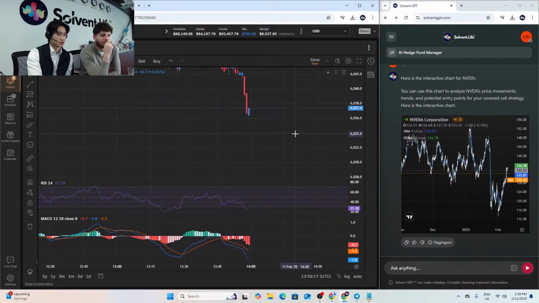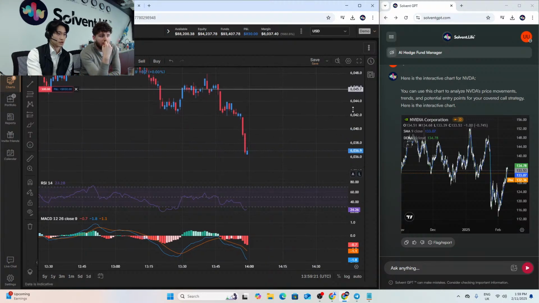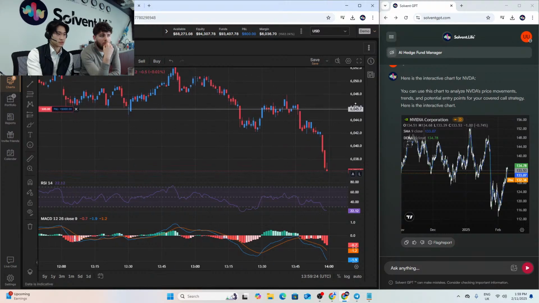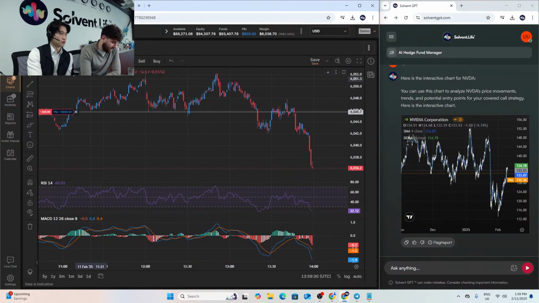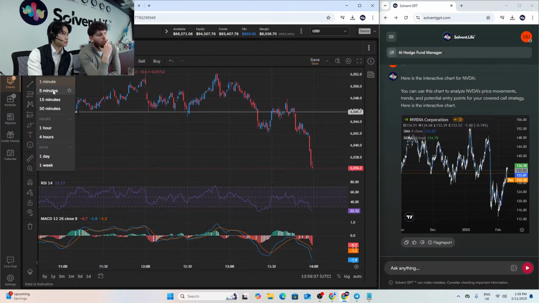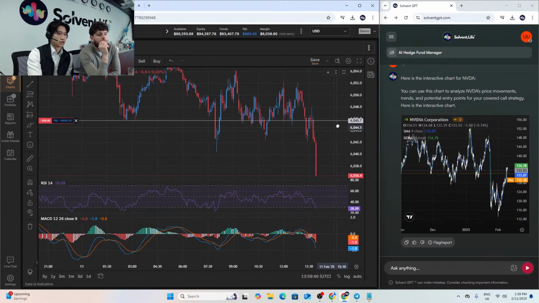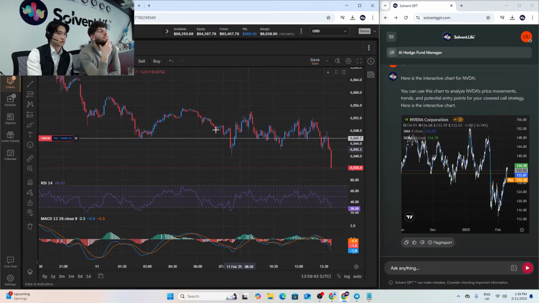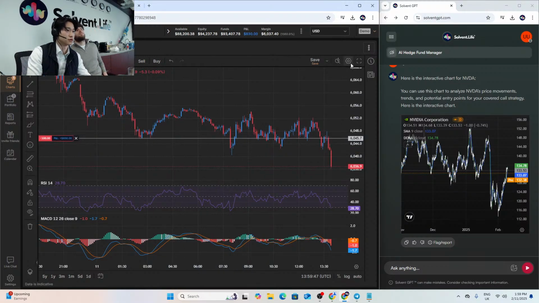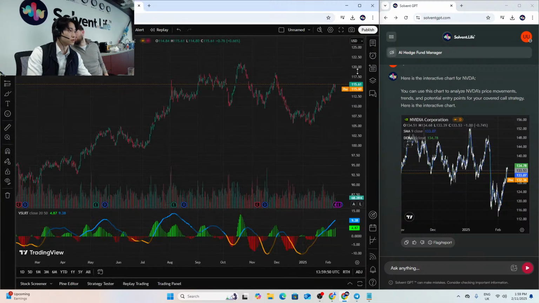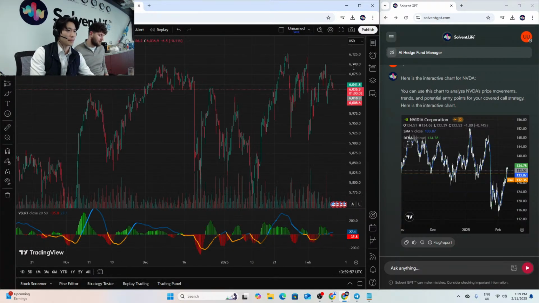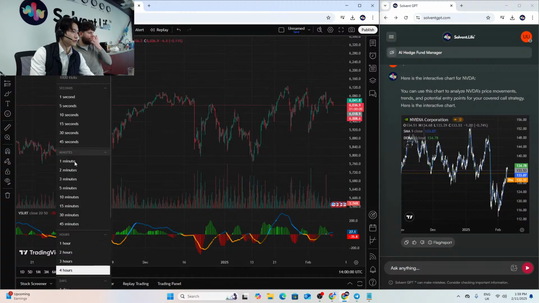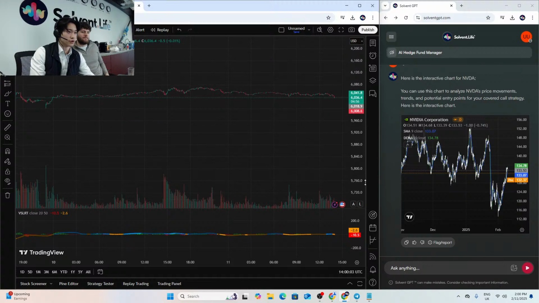What do you think? Should we close the trade here, or should we let it keep going? Should we ask the GPT what it thinks? Yeah, let's go for it. We entered that trade on a 5 minute or 1 minute time frame? A 5 minute time frame. Okay. Let's just take a screenshot here. Okay, change that to 5 minutes. Make sure we're on the right time frame.